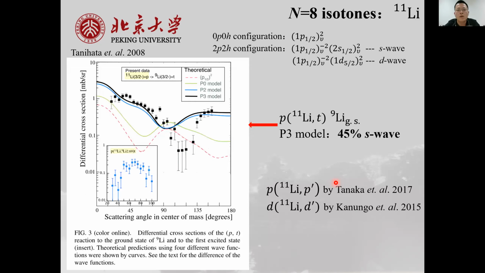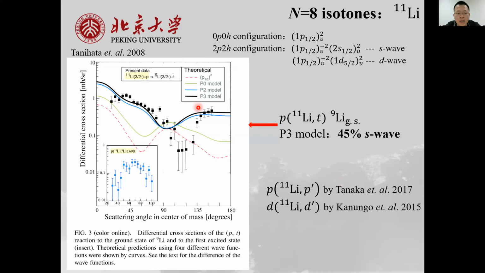Okay, for the ground state of N equals 8 nuclei, the zero particle zero hole configuration is predominant according to the conventional shell model. However, the intruder S wave and D wave configuration has been widely investigated and reported for neutron-rich N equals 8 nuclei. This kind of intrusion can lead to the breakdown of the magic number N equals 8.